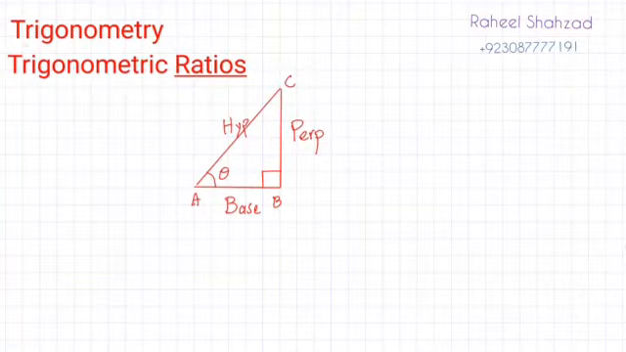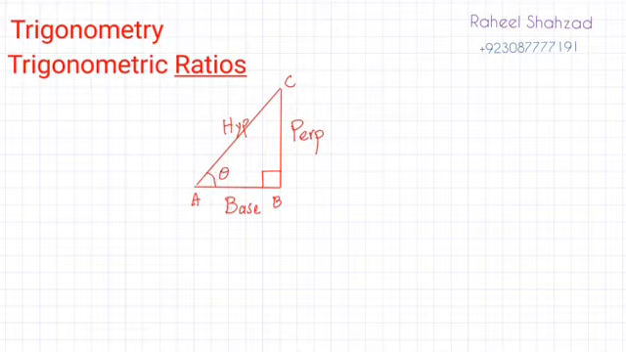Hi, in today's lecture we are going to discuss trigonometry. We have started trigonometry and our first topic is trigonometric ratios. Trigonometric ratios are basically ratios of sides of a triangle. Initially we start with a right angle triangle. You see this is a right angle triangle ABC, and we assume that this is theta.